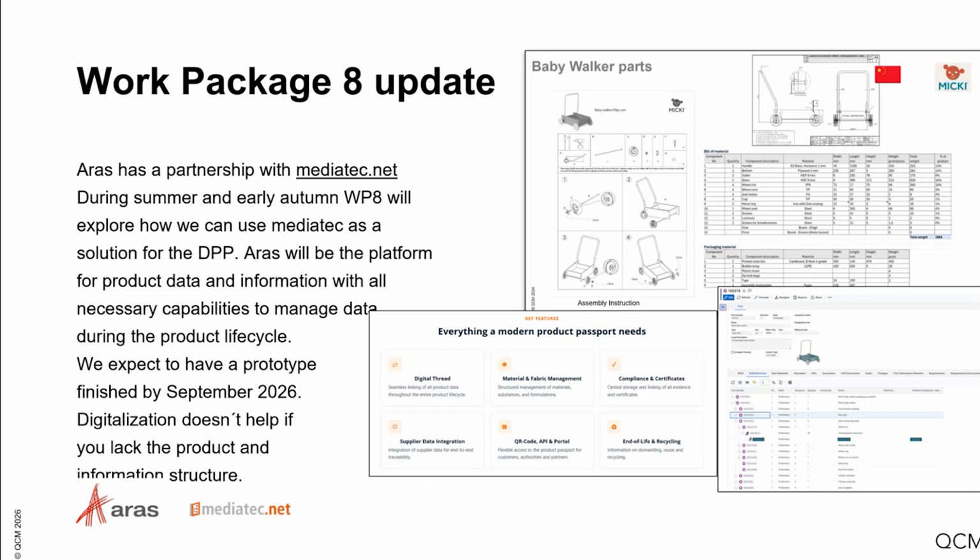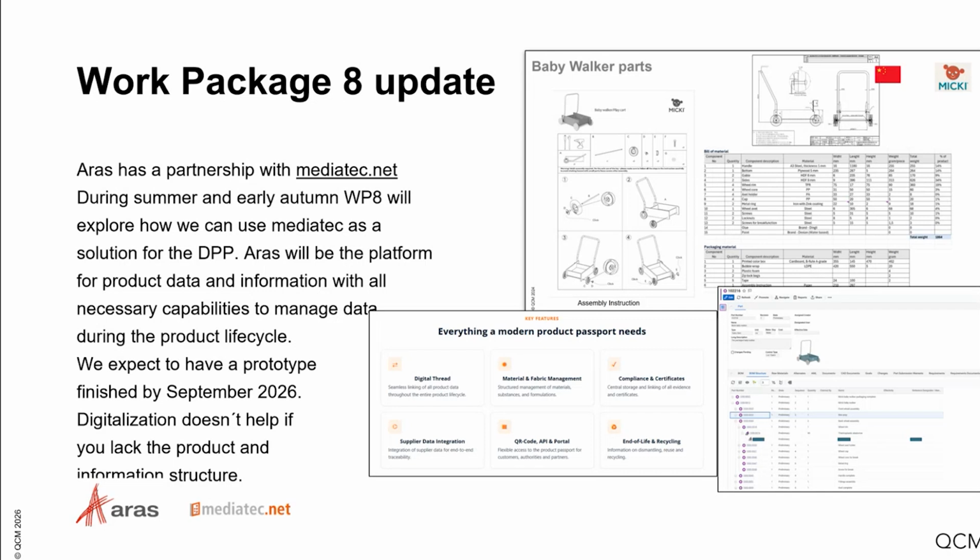We digitalized that information into the ARAS PLM tool, Product Lifecycle Management tool, as you can see down to the right. And of course, the next step is to look into how we can create a DPP out of this information, so how we do the supplier collaboration in ARAS. And then we have a new partner here, Mediatek.net, that will do the digital product passport solution for us. So we expect to have a prototype finished by September 2026.